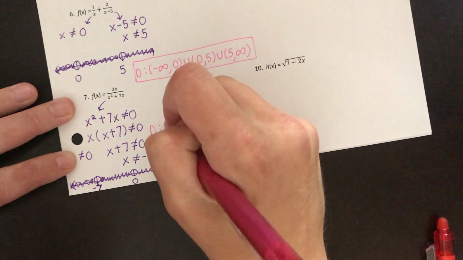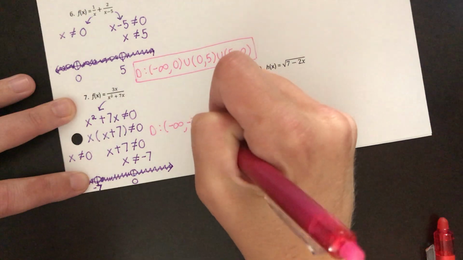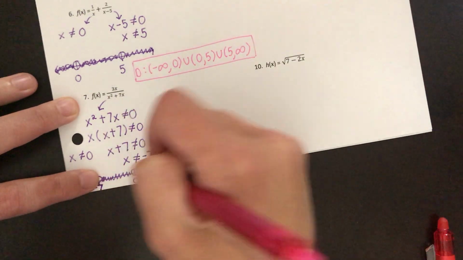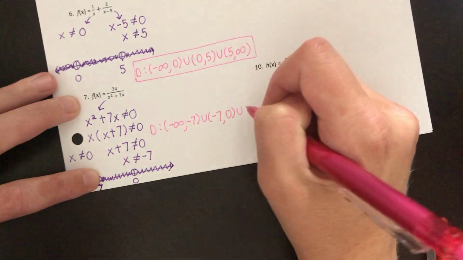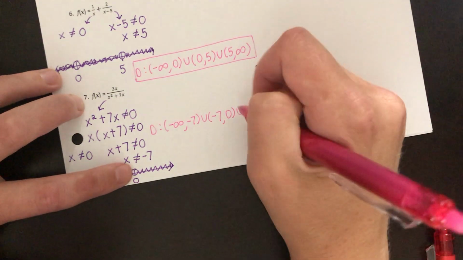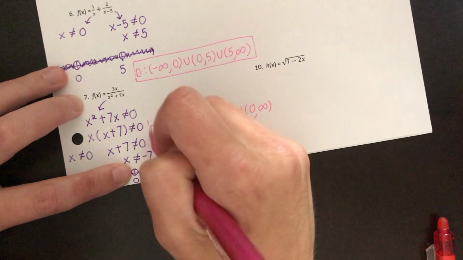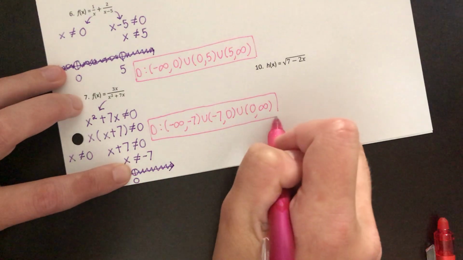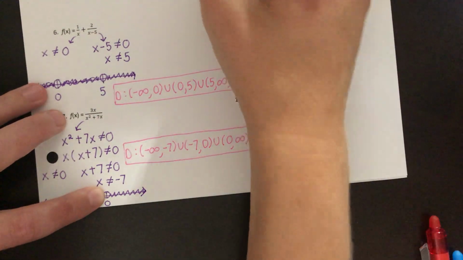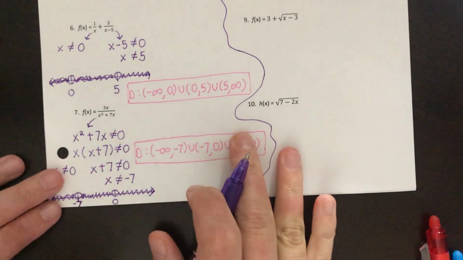Your domain goes from negative infinity to negative 7. Can't use negative 7, and then we use this chunk here from negative 7 to 0. And then we've covered this chunk, and then we go from 0 to infinity. And remember, you always read left to right. I've kind of gone over into these sections here, but I don't think we'll need it. I think we'll be good.